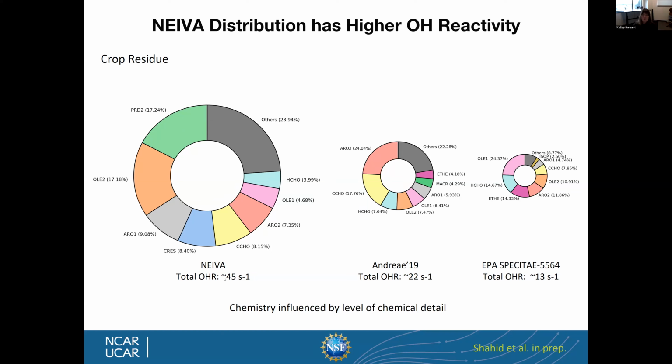And this shows the OH reactivity. Again, you have the same amount of total non-methane organic compounds, but this is how it's distributed based on the measured compounds. And you get almost double the OH reactivity using the NEIVA distribution than you do from Andre. This is an example with EPA SPECIATE for crop residue. So we really are getting a difference in the OH reactivity in a box model.